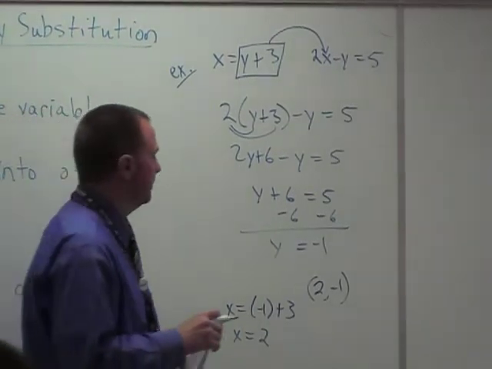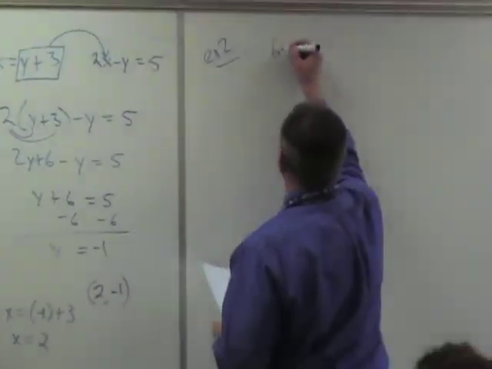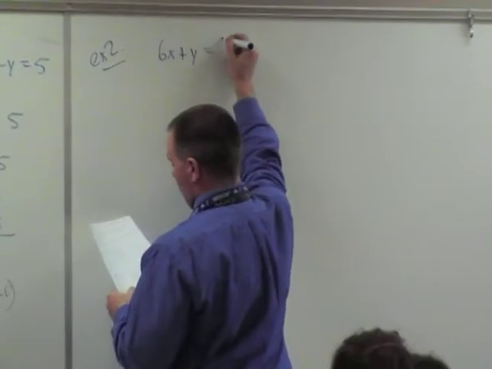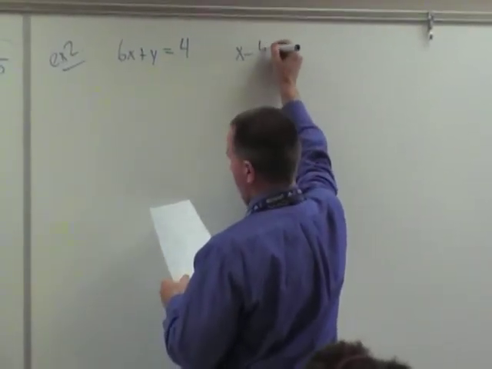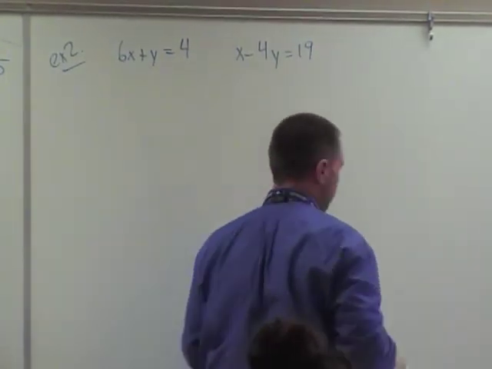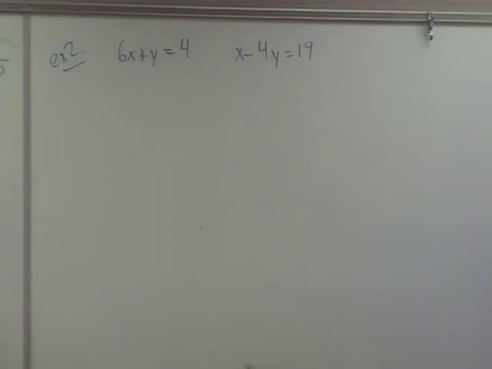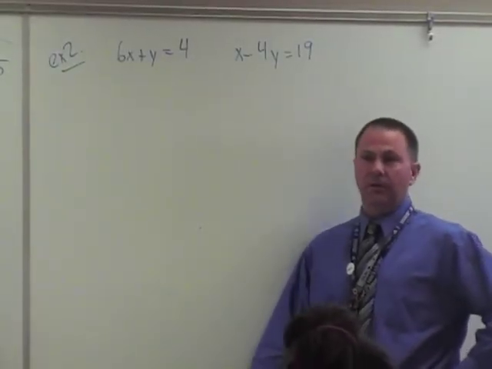All right, let's do it. Example 2. 6x plus y equals 4, and x minus 4y equals 19. This is going to be ugly. I did this on purpose. You shouldn't have any problems like this, but I want you to see that you have to follow through.